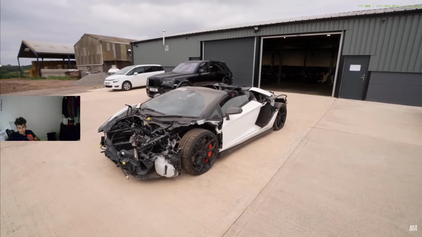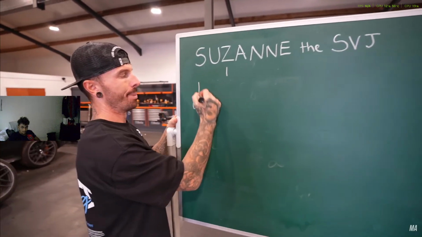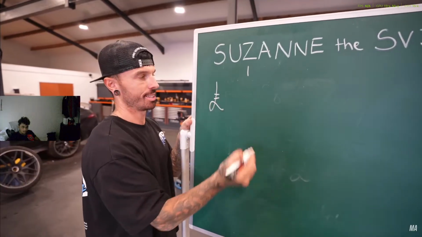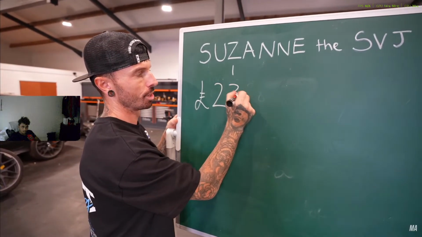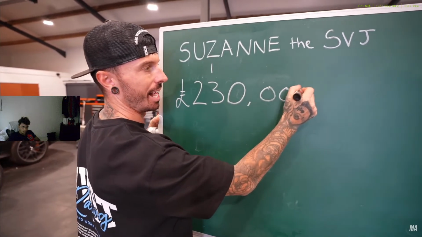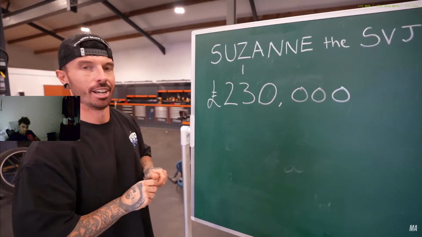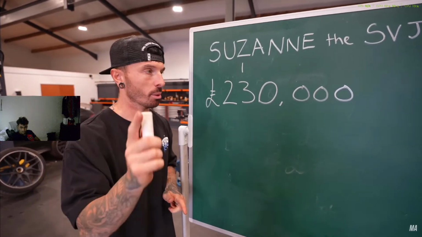Looks sick, doesn't it? Now I need to give you guys a price breakdown of exactly what was spent on this, and hopefully I think we'll be in the clear with this car. To the whiteboard. Suzanne the SVJ cost me a bargain price, I think, of £230,000. £5 more than I sold the Revolto for. And I think that's £5 more well spent.